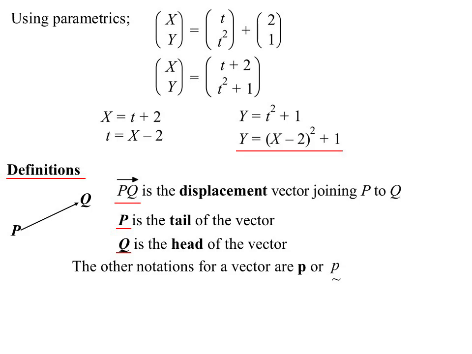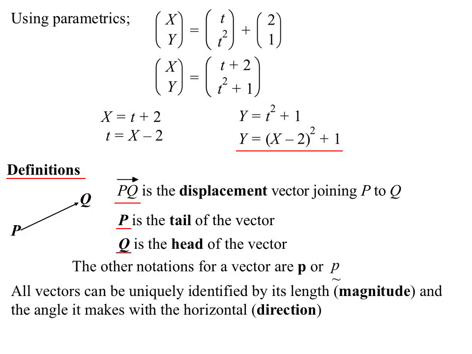You're not talking about the vector. Every vector is uniquely identified by its length, which we call magnitude, and the direction that it goes in. And that direction is always the angle we make with the horizontal, similar to what we saw in trig. When we're finding slopes of lines, we said slope was equivalent to the angle with the positive x-axis. Same sort of idea. Okay, so some notation.